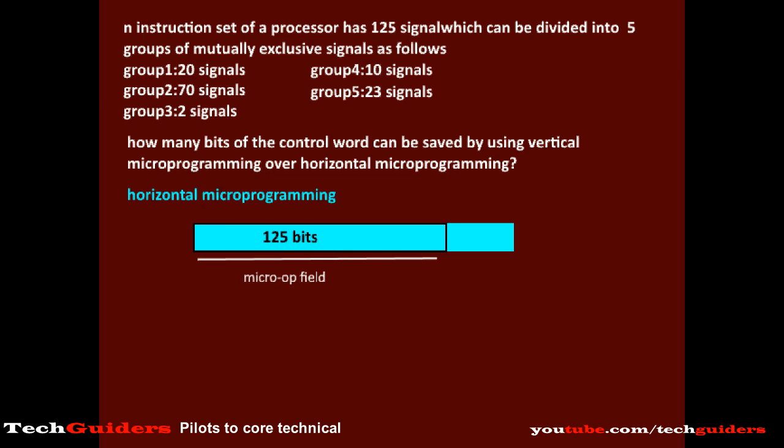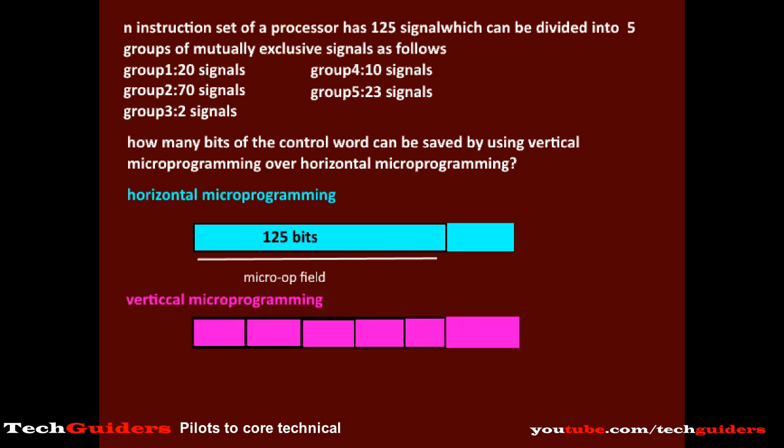And here we are using vertical microprogramming with mutually exclusive groups. Within each group, only one signal can be active at a time. Hence, the signals in each group can be encoded with a lesser number of bits.